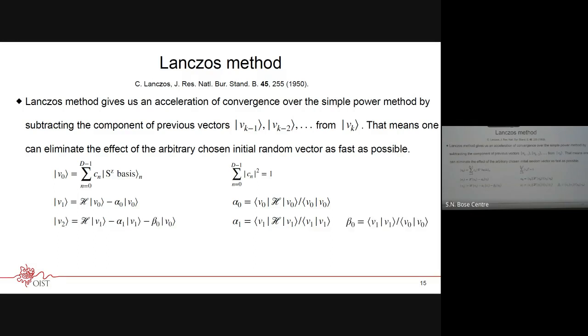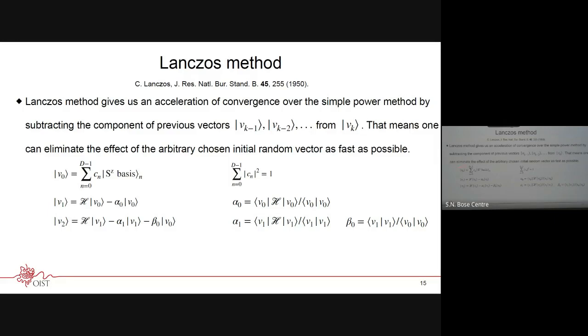So we repeat again. For getting the next vector V2, we operate the Hamiltonian on the V1 vector, but we subtract information about the previous vectors.